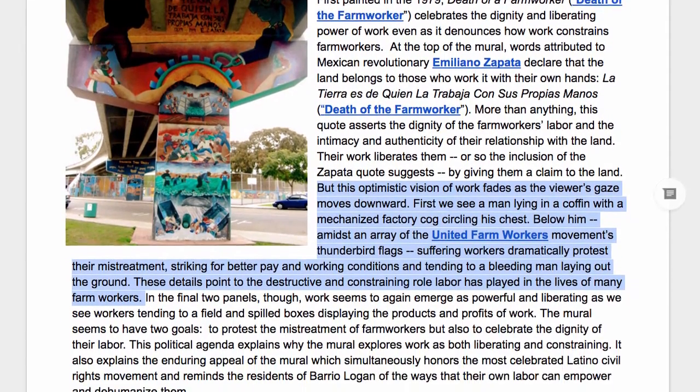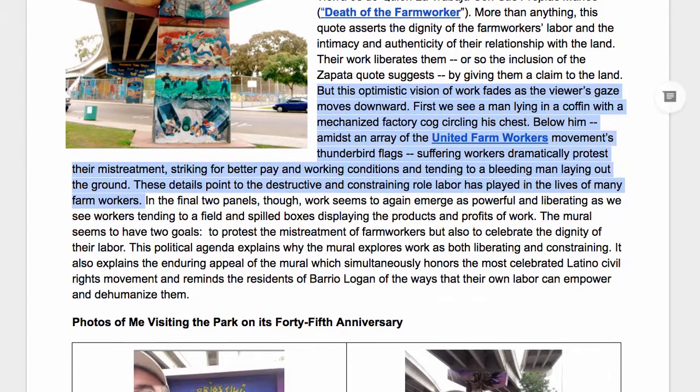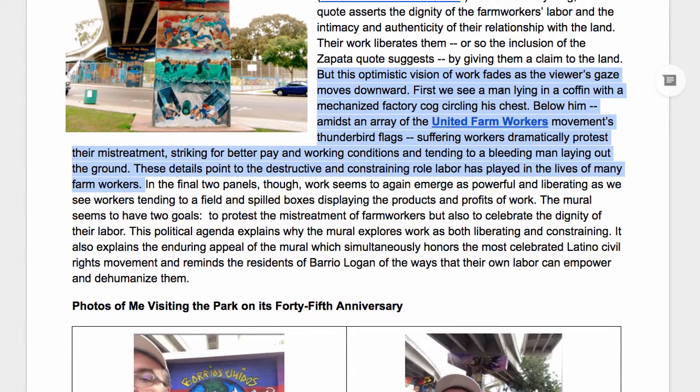There are actually many different details discussed in this paragraph, but let's look at one example from the sample paragraph. So after I talked about the Zapata quote, which I'll talk about later, I move on to some specific details from the mural itself, and I talk about how the optimistic vision of the Zapata quote fades when we start seeing these negative details. A man lying in a coffin, a mechanized factory cog circling his chest, an array of United Farm Worker Movement Thunderbird flags. Suffering workers dramatically protesting their mistreatment, striking for better pay. So details from the mural.